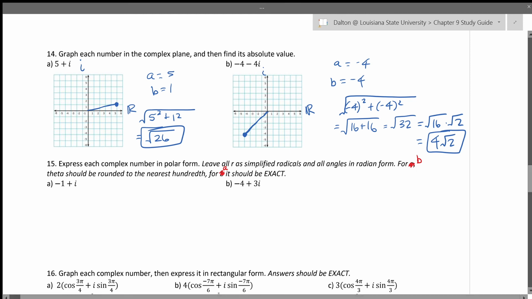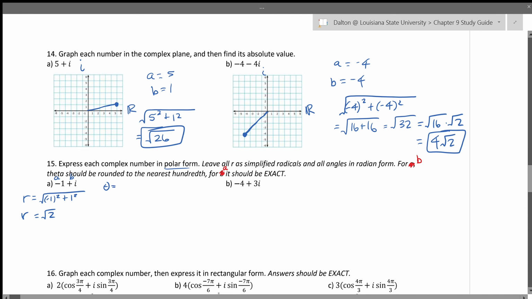So the first thing that we need to do, if you're going to express this number in polar form, is you need to figure out what are r and theta. So if we have A and B here, then r is going to equal the square root of A is -1 squared, plus B is the coefficient of I, so it's just going to be +1 squared. So it'll be 1 plus 1, which will be the square root of 2. So r is the square root of 2.